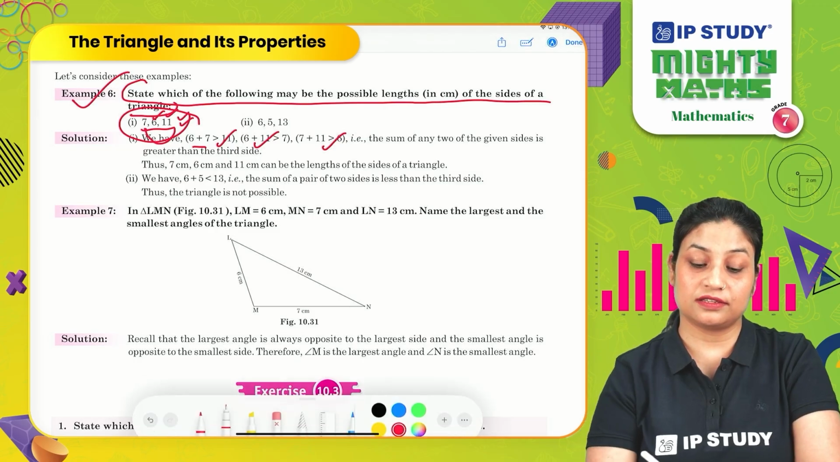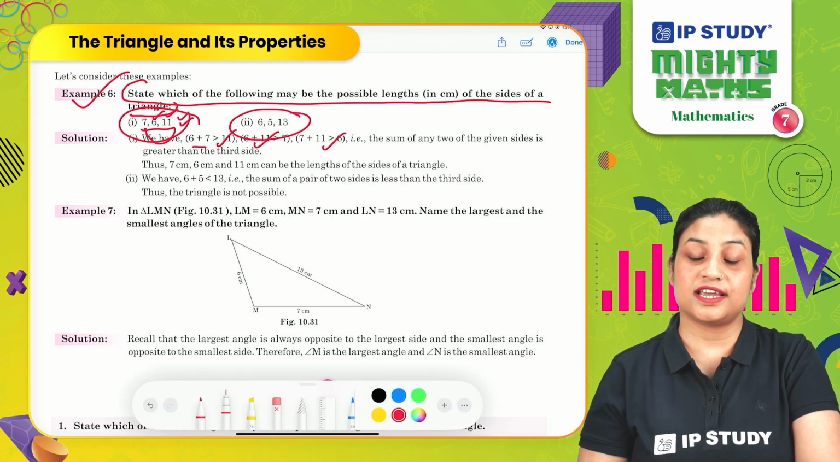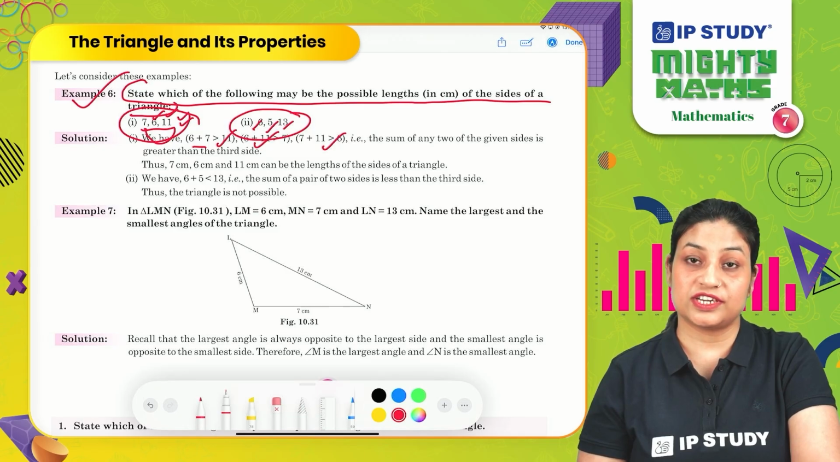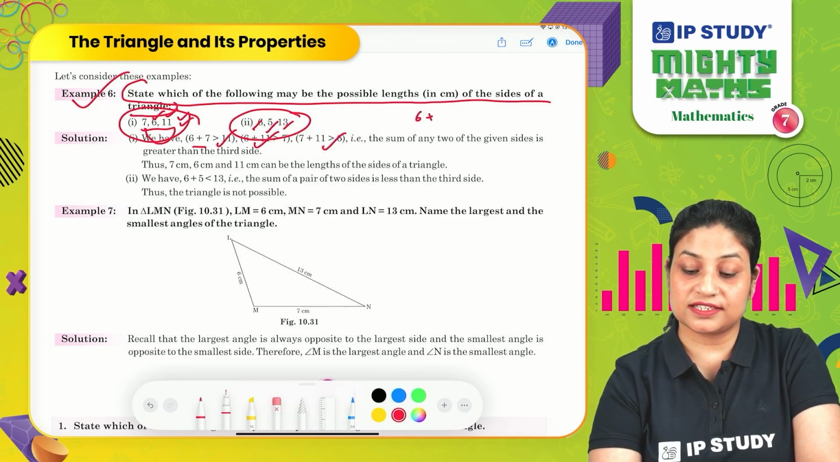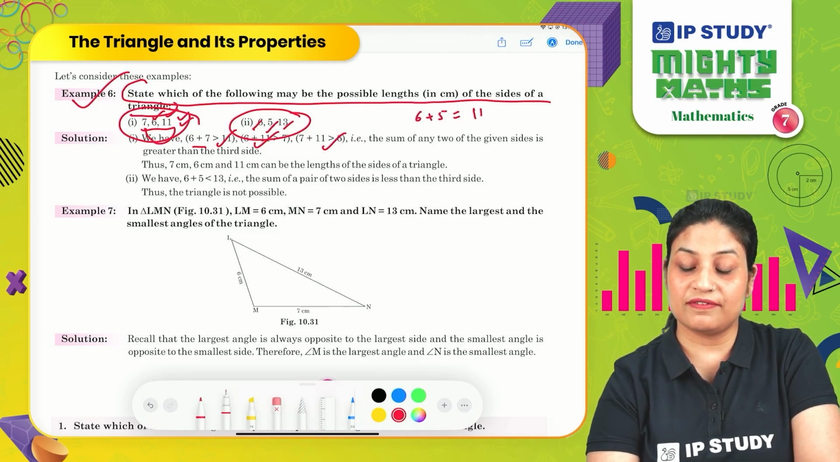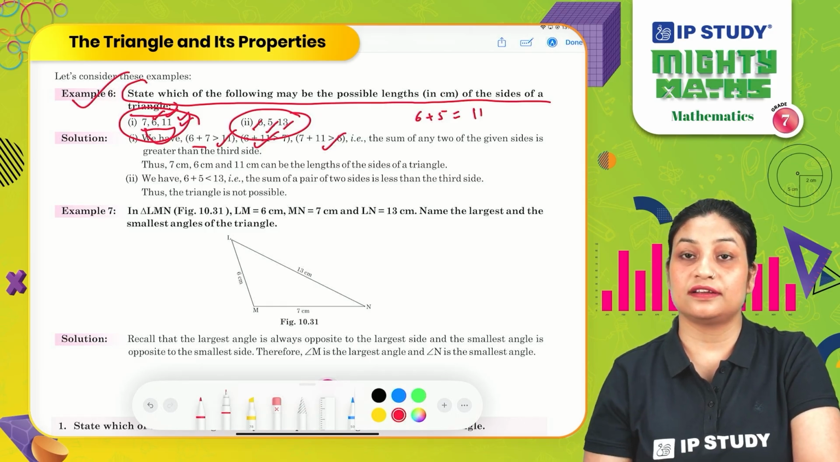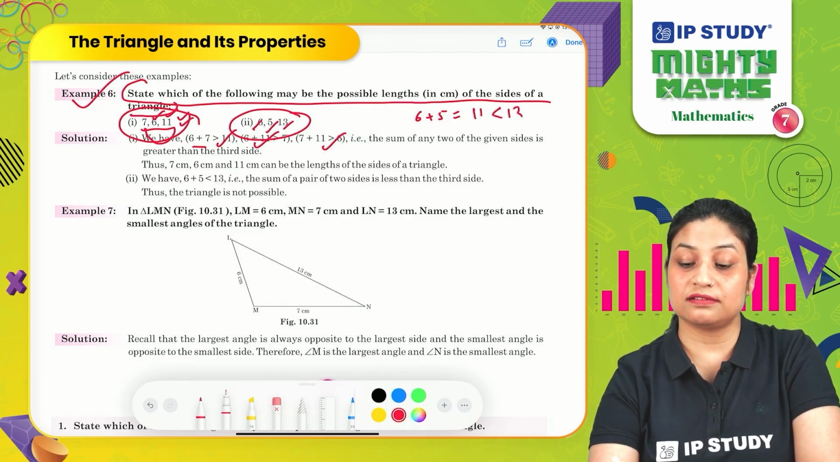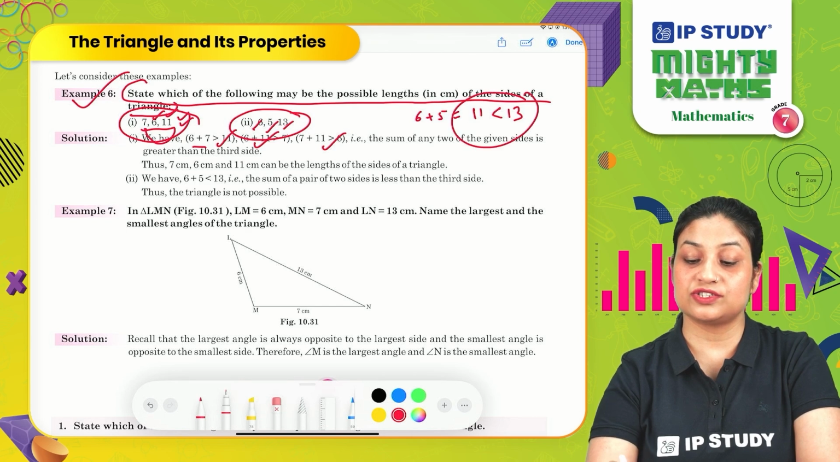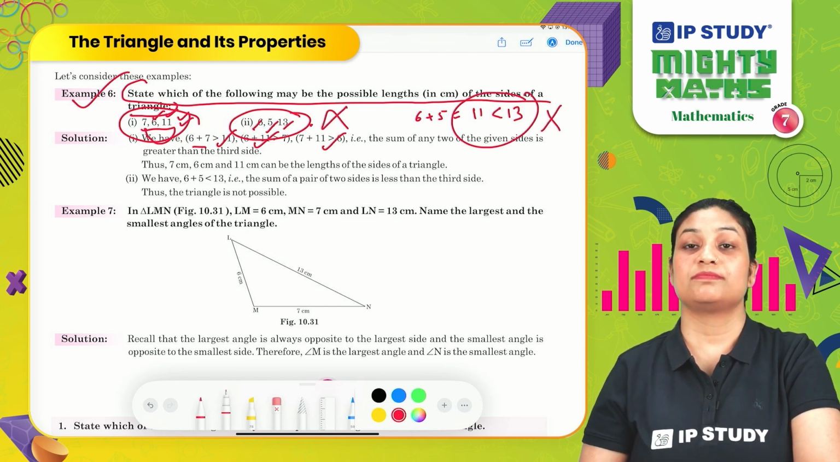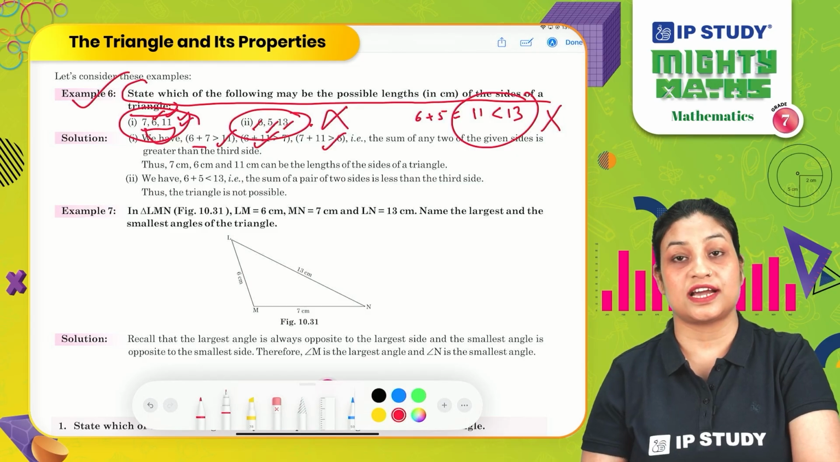Now let's check the second case. In this case, we have 6, we have 5 and we have 13. So let's check. If you add 6 and 5, it comes out to be 11. Is 11 greater than 13 or less than 13, the third side? It is less than 13. Since the condition is not satisfied, it implies this triangle is not possible at all with these three sides, right?